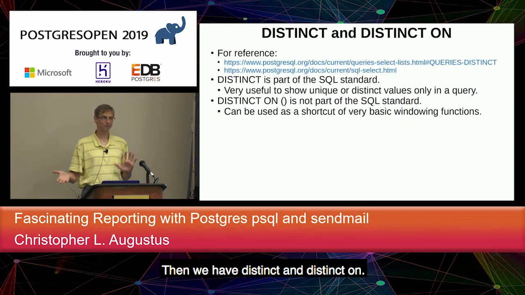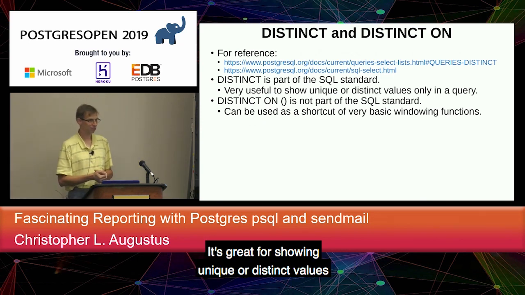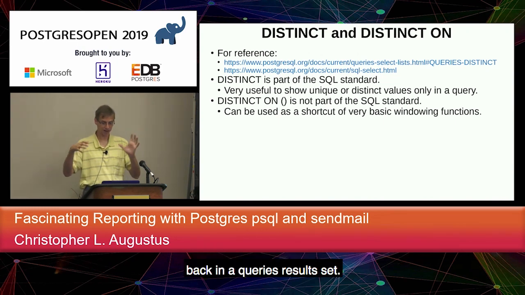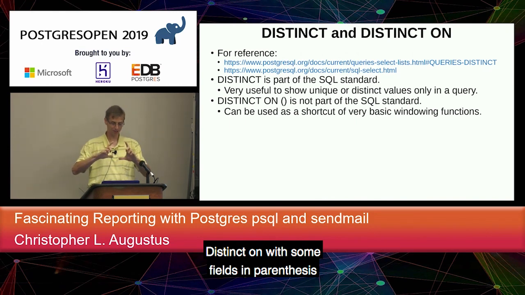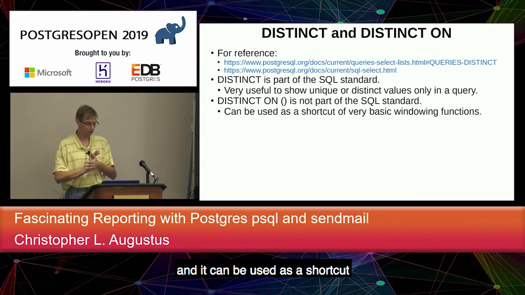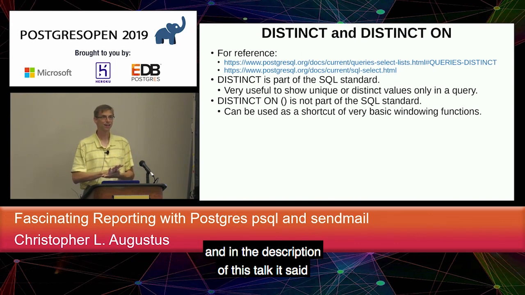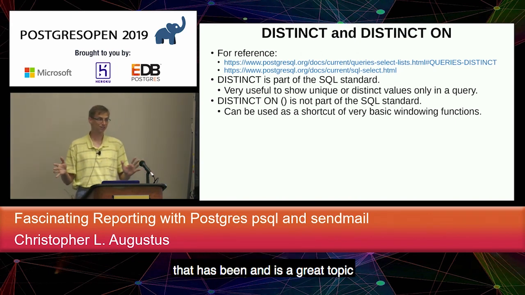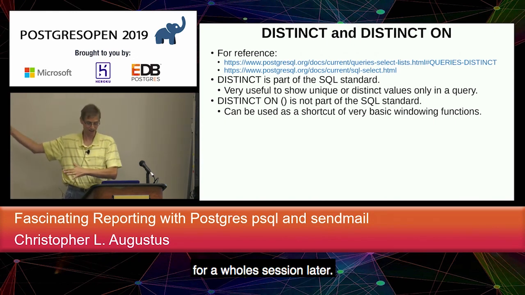And then we have distinct and distinct on. Distinct is part of the SQL standard, so it's very portable to other places, and it's great for showing unique or distinct values back in a query's result set. Distinct on, with some fields in parentheses, is not part of the SQL standard, and it can be used as a shortcut of very basic windowing functions. And in the description of this talk, it said we're not going to go into the quagmire of windowing functions. That has been and is a great topic for a whole session later.